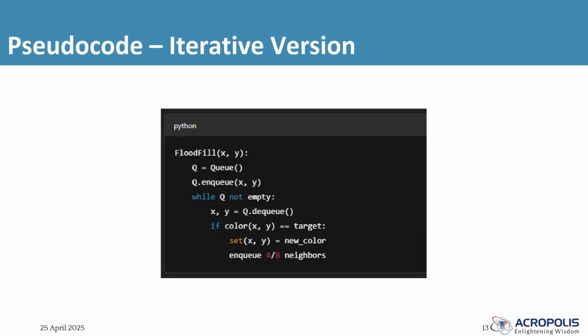To solve the stack overflow issue, we can use the iterative method. This version uses a queue to store the pixels that need to be filled. It dequeues one pixel at a time, fills it if needed, and adds its neighbors to the queue. This method is memory efficient and handles large fill areas better.